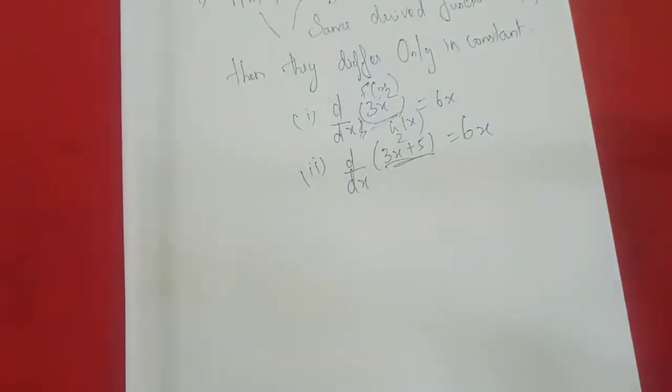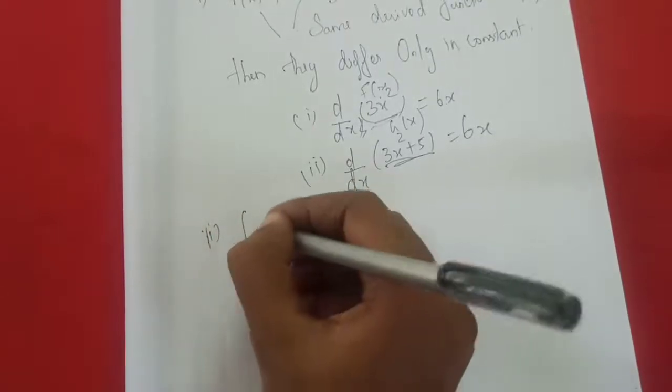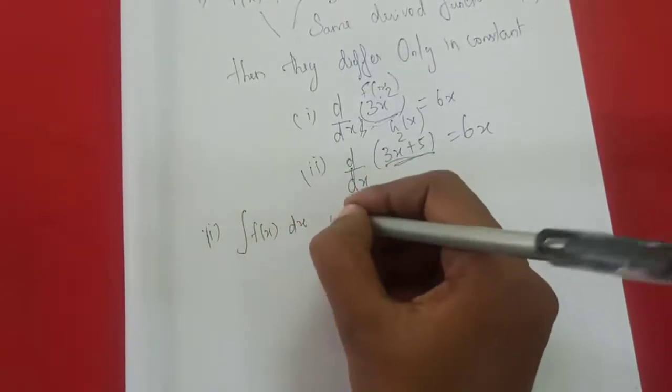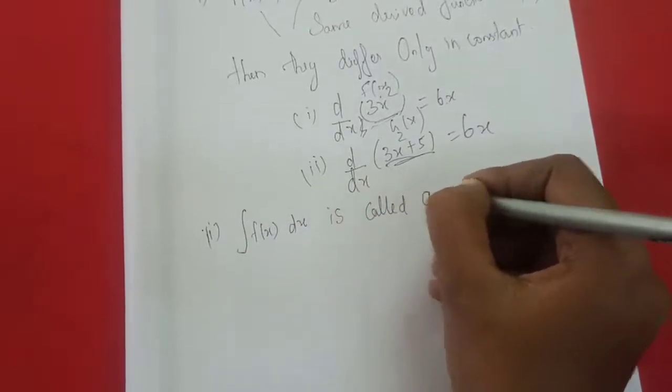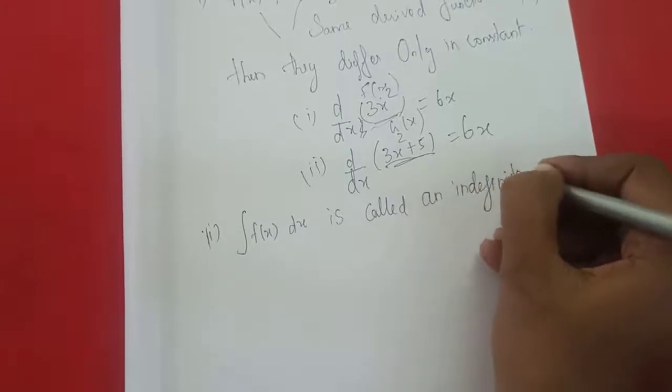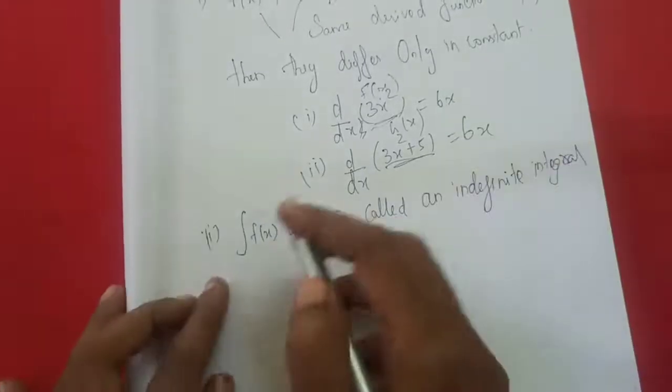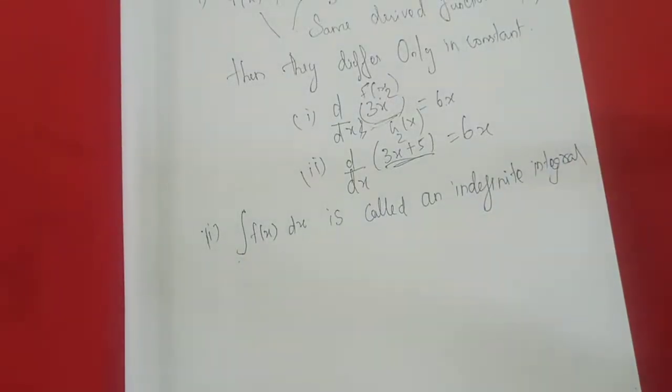Then, next small note: integration of f of x dx is called the indefinite integral. What do you mean by indefinite integral? Indefinite integral means there is no limit. So when you are integrating simply x square, integration of 3x square, integration of e power x, integration of log x, all of this is called the indefinite integral. In the second chapter itself, you are going to learn the definite integral also. But in the definite integral, there will be a limit. So here there is no limit, so it's an indefinite integral.